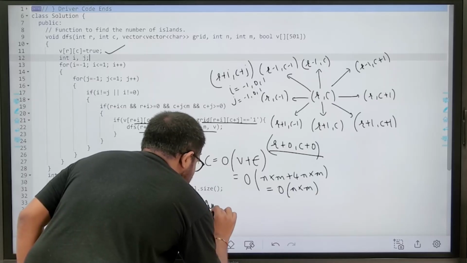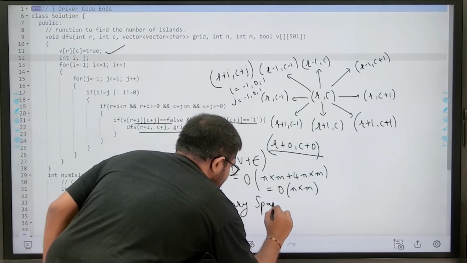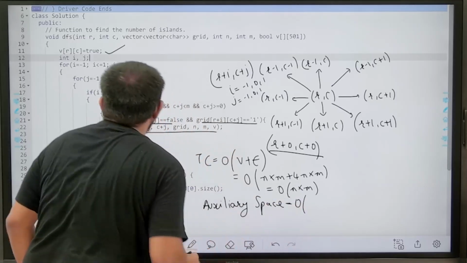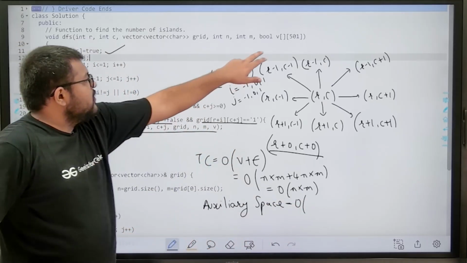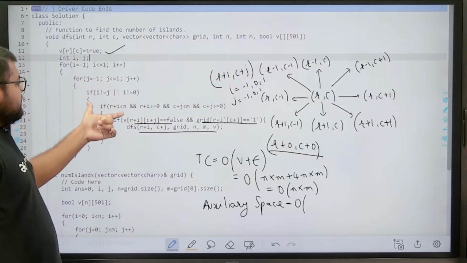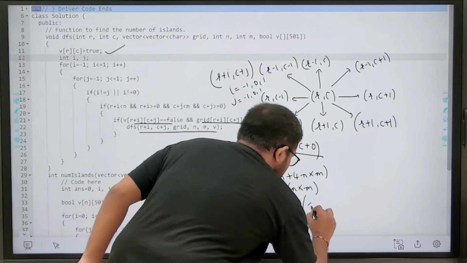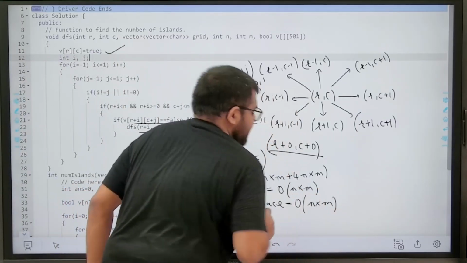What will be the auxiliary space? The auxiliary space required here is what? We are taking one Boolean array of size n cross m, which will basically mark whenever a node is visited. Otherwise, we are taking only a few variables. So I can say auxiliary space is also big O of n cross m.